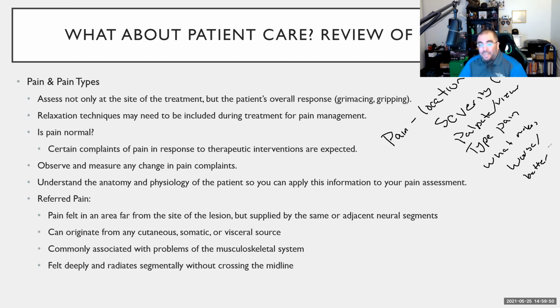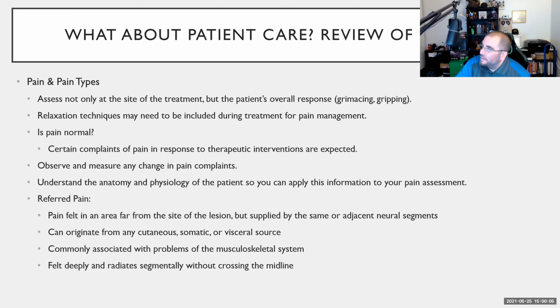Okay, referred pain. Is pain felt in an area far from the distant site of the lesion, but usually supplied by the same or adjacent neural segments? Can range in cutaneous, somatic, or visceral source. You guys learned about this last semester with Dr. Johnson, right? If I'm having a heart attack, what's my referred pain look like?